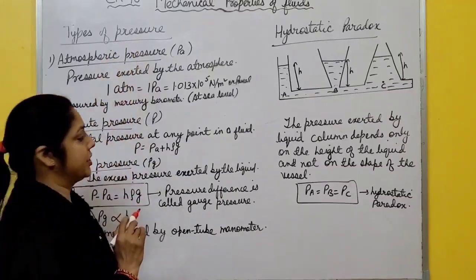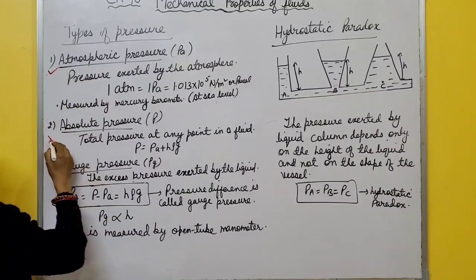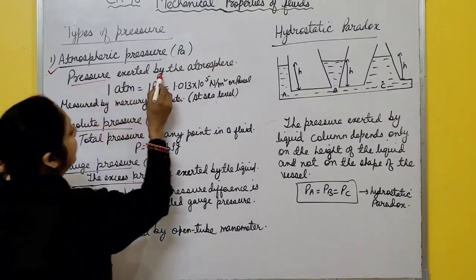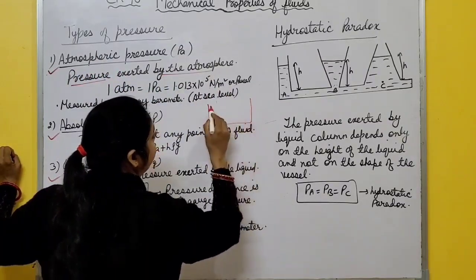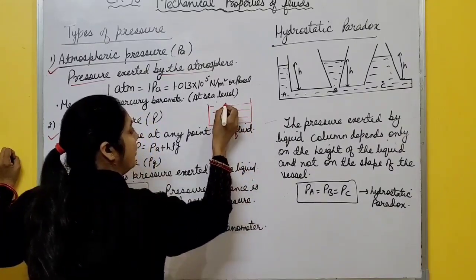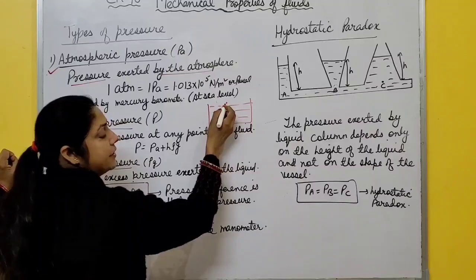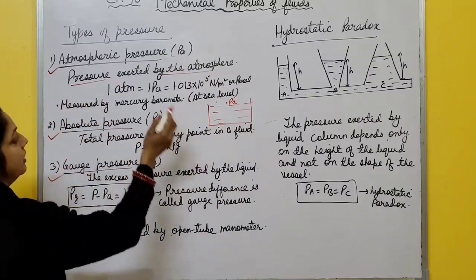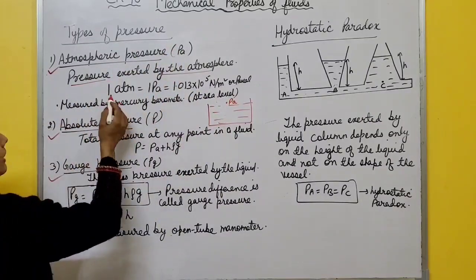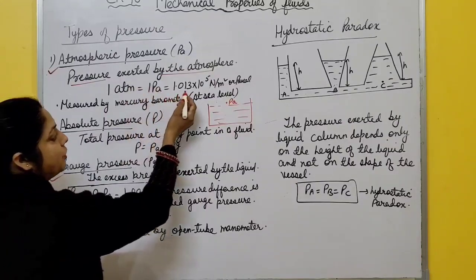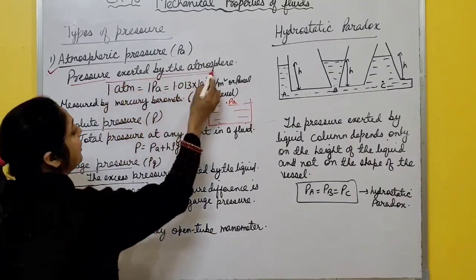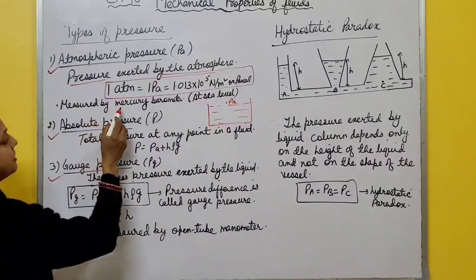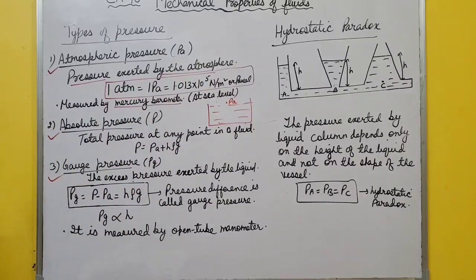Now types of pressure. There are three types of pressure: atmospheric pressure, absolute pressure, and gauge pressure. What is atmospheric pressure? It is the pressure exerted by the atmosphere. Suppose there is a vessel in which liquid is filled. At the top point of this liquid, at the free surface, the atmosphere exerts pressure, and this pressure is called atmospheric pressure. It is written as PA, and 1 atmosphere is equal to 1.013 into 10 to the power 5 Newton per meter square, or Pascal, at sea level. This atmospheric pressure is measured by an instrument called a mercury barometer. It is filled with mercury.